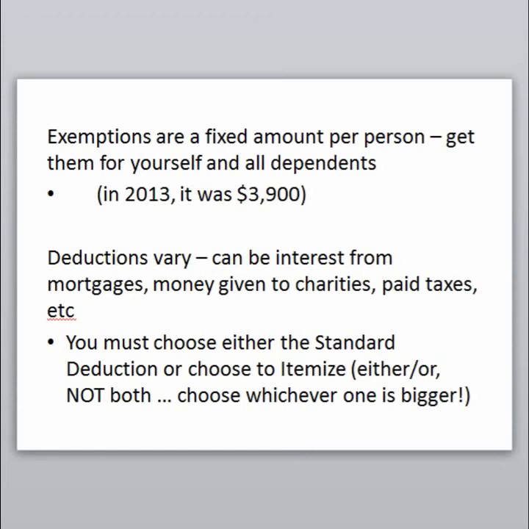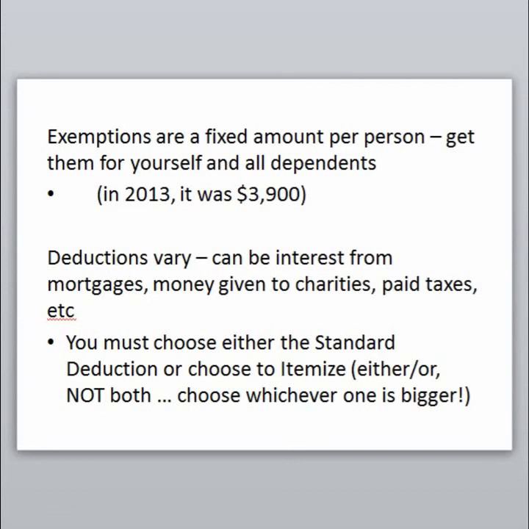And the thing with this is you've got to pick one of them. So either itemize and add it all up and subtract that from your taxes, or you go with the standard that the government says everyone can subtract from their taxes. And you want to pick whichever one is bigger, because that's subtracting more money from what you have to pay taxes on, and most people would rather pay less money in taxes than more. So again, you can either itemize or you can pick the standard deduction, but pick whichever one's bigger.